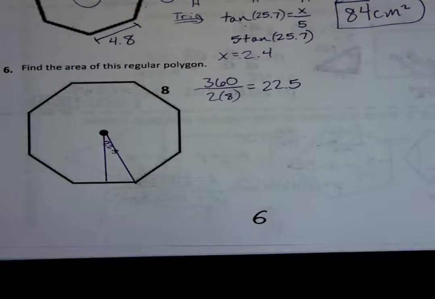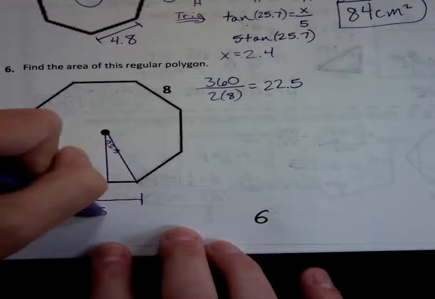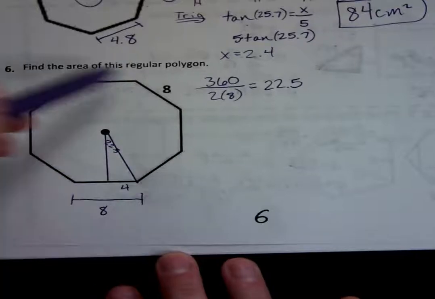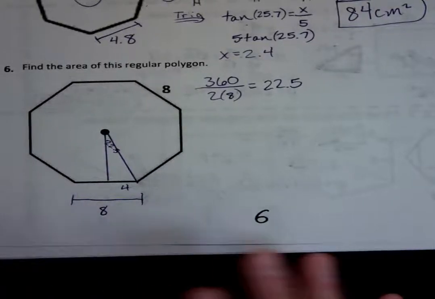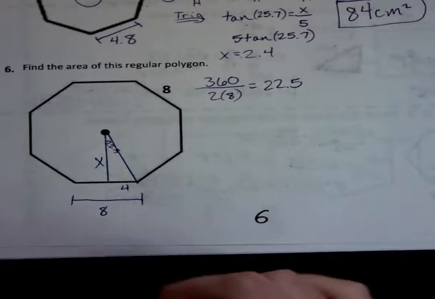And then you've got to figure out what you have. What are you given? You're given the length of this side. So half of that is going to be 4. And then you think to yourself, what else do I need? Well, the perimeter we can figure out. It's just 8 times 8. So we have the perimeter. What do we need? We need the apothem. We don't need the radius.